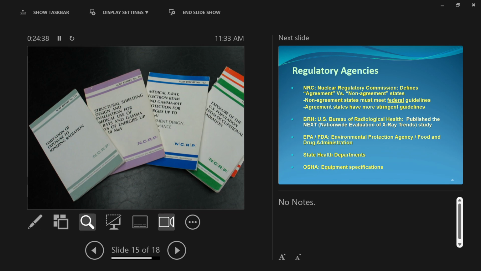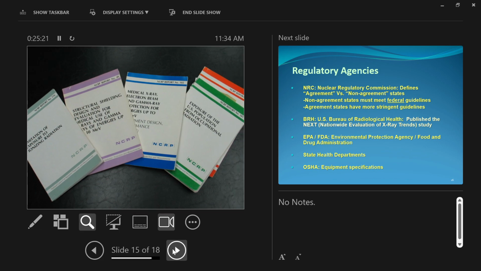But if you look at report 102, medical X-ray, electron beam, gamma ray protection for energies up to like 5 MeV, 5 mega electron volts. In 116, we're going to talk about in this book the limitation of exposure to ionizing radiation. How do we limit exposure to that, right? So these reports are great. They make recommendations so that the local, federal, and state governments can set policy. Someone's got to do the research, right? These guys are doing the research. Reports come out roughly every decade. Statements, as we talked about this morning, come out when they need to.